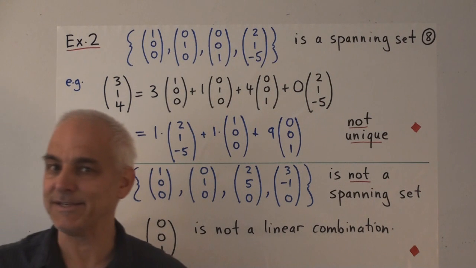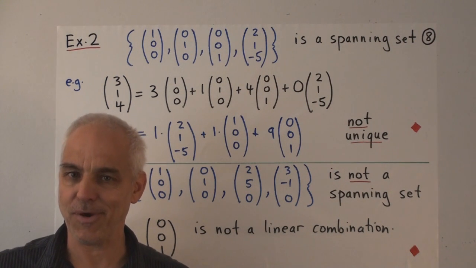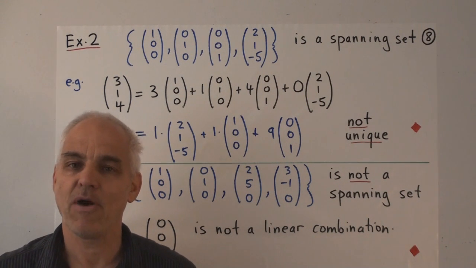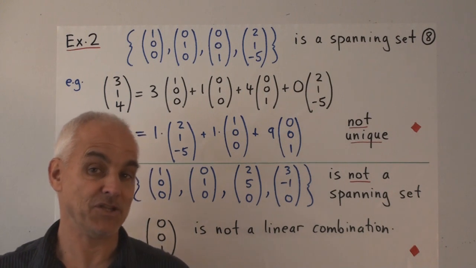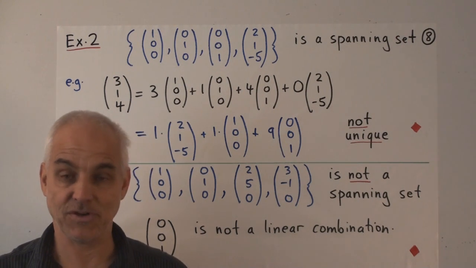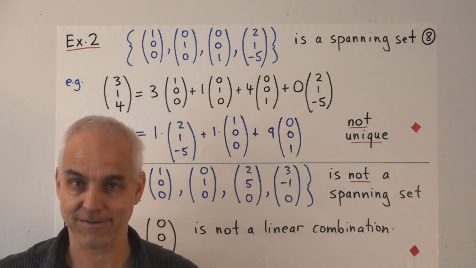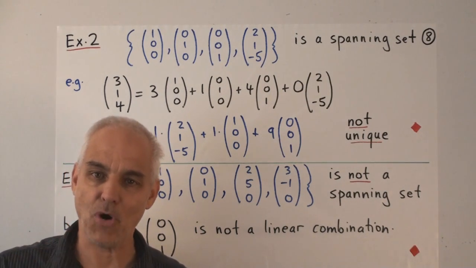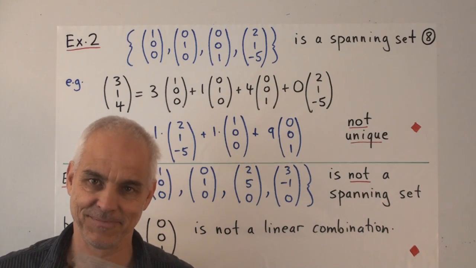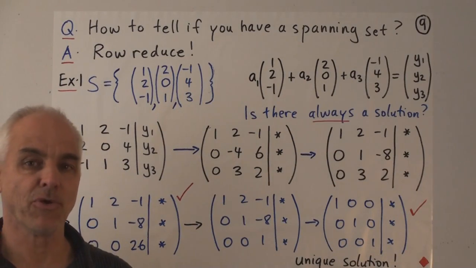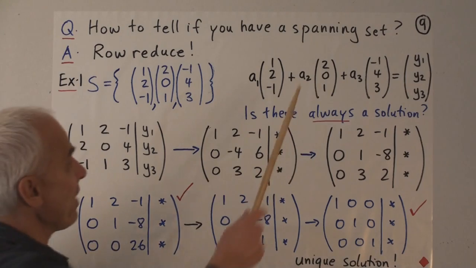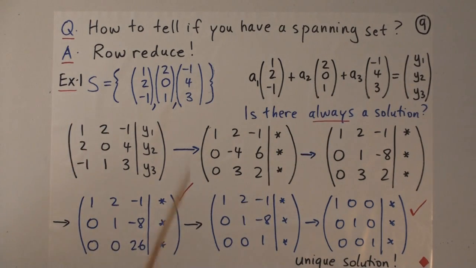All of these examples are pretty easy because the vectors I've chosen are relatively simple. However, for a more general situation, it's not at all so easy to tell whether a given set is or is not a spanning set. And that's where row reduction comes in to help us. Right, so how in general do you tell if you have a spanning set? The answer is we row reduce.